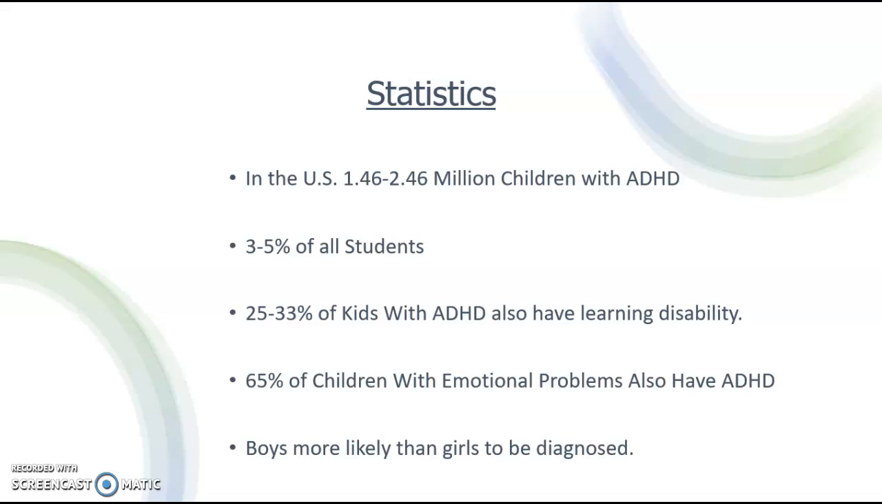Here are some statistics about ADHD. In the United States, it is estimated that 1.46 to 2.46 million children have ADHD. This is 3 to 5% of all students. It is estimated that 25 to 33% of kids with ADHD also have a learning disability along with their ADHD. 65% of children who have been labeled as emotionally disturbed or have emotional problems also have ADHD. Boys are more likely than girls to be diagnosed with ADHD.